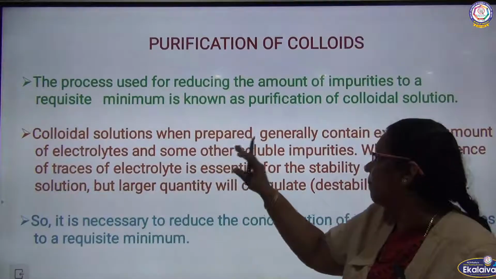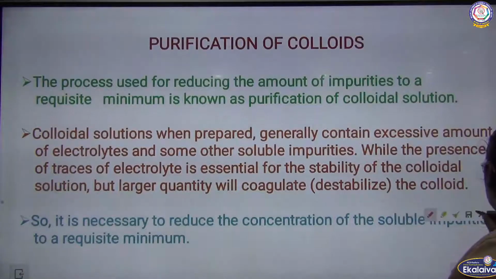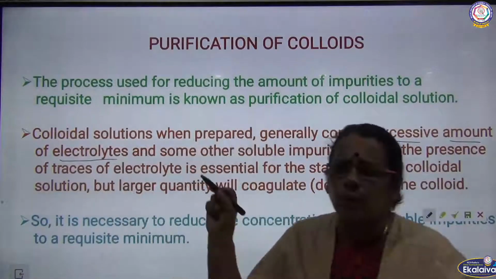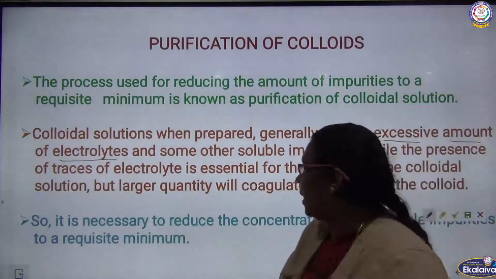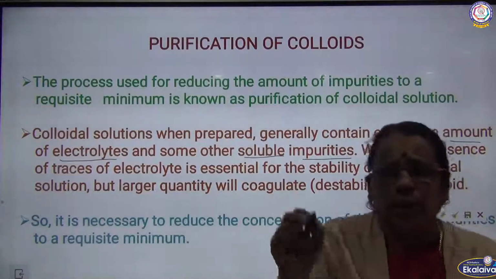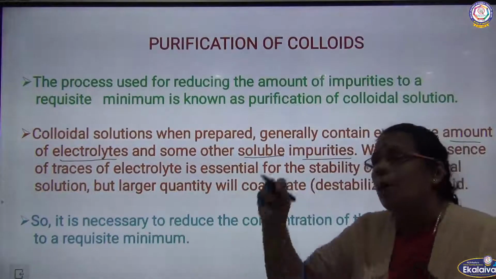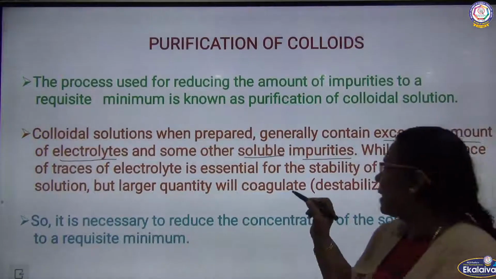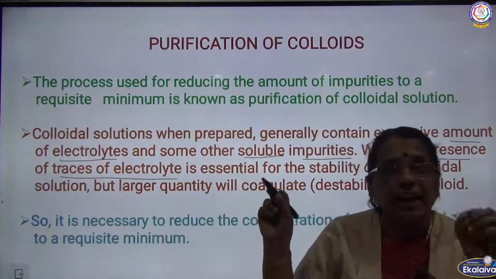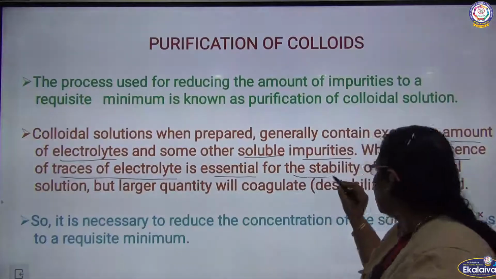When colloidal solutions are generally prepared, they will contain excessive amounts of electrolytes. Large quantities of electrolytes will be there in the colloidal solution at the time of preparation, and some other soluble impurities are also there. Apart from electrolytes which are associated with the colloids, we can see some soluble impurities also present in the colloidal solution. As I told you, we need electrolyte only in small proportion, only in traces, which is essential for the stability of the colloid.